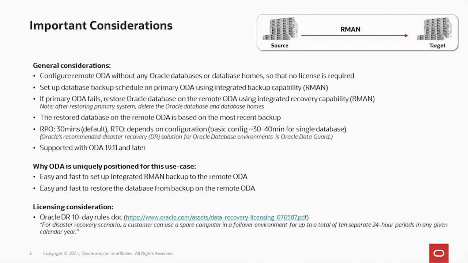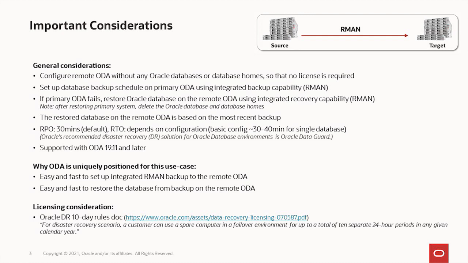And finally, if the primary ODA fails, because you were shipping all the backups to the remote ODA, we can very quickly use the remote ODA's integrated recovery capability to restart a database on the remote site. Obviously, the trade-off is that you're saving the Data Guard license costs, but your recovery is only based on the most recent backup. So we did a quick estimate for the RPOs and RTOs.